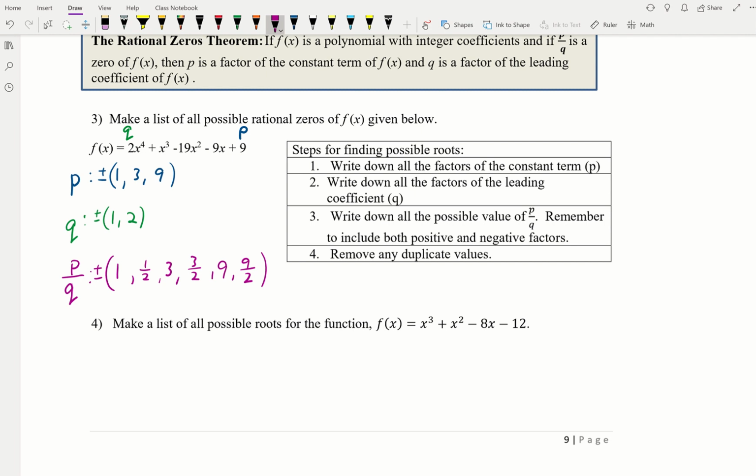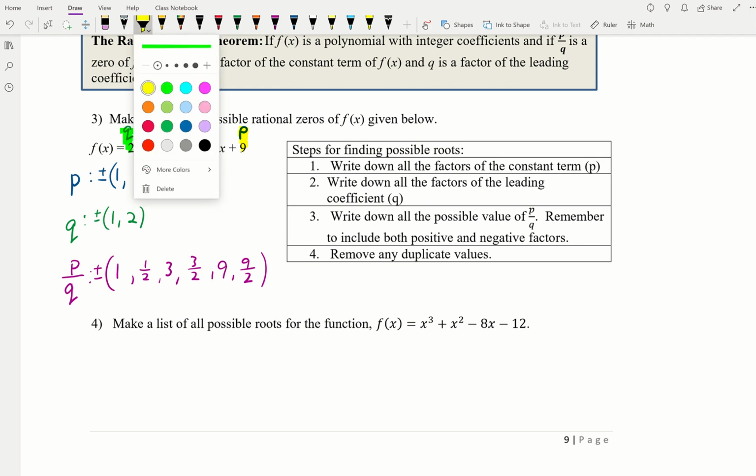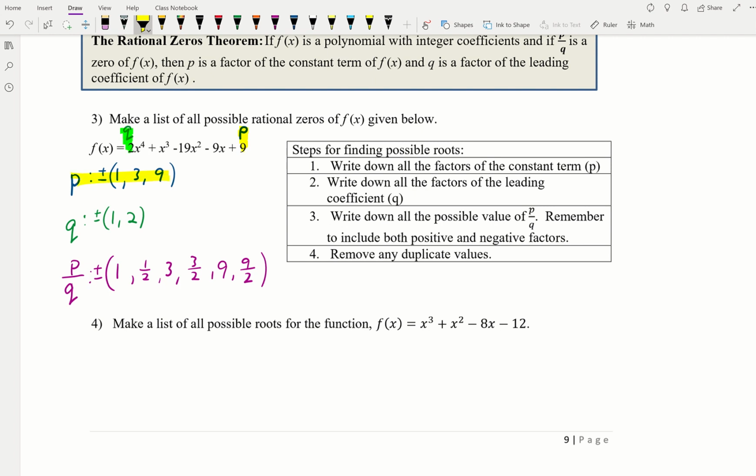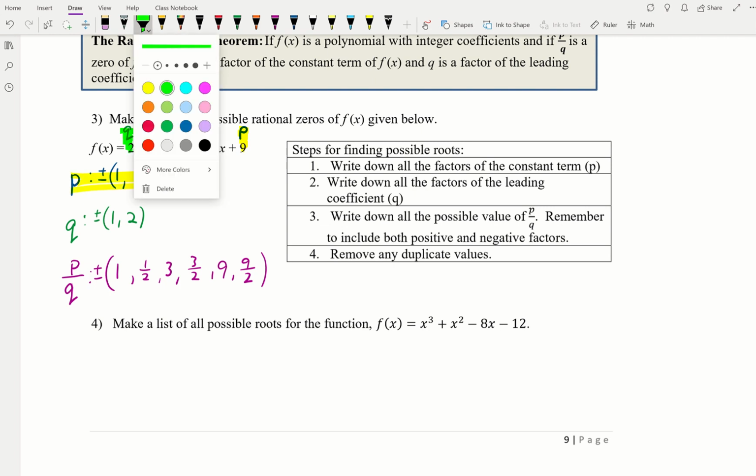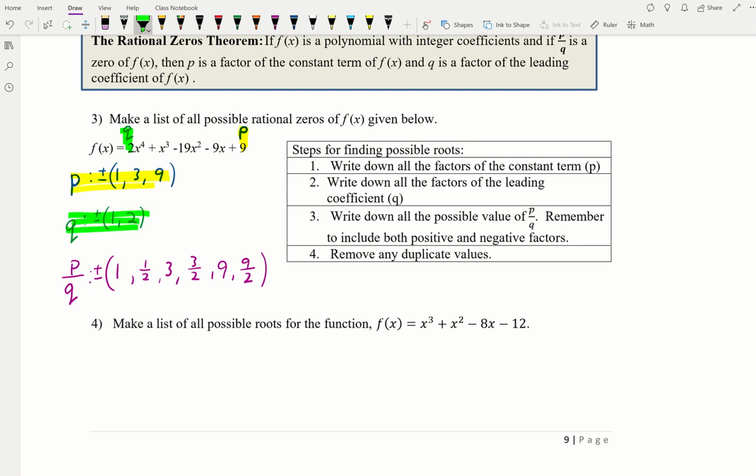Now, there's going to be more work involved to decide which ones are actual zeros, which we'll get into in a little bit. But one of the things we need to be able to do in this lesson is just be able to identify what are the possible zeros. So just a quick recap. P is your constant. Q is your leading coefficient. All right. So what we have highlighted here, these are the factors of P, and then these are the factors of Q. And the possible rational roots are going to be anything that we can get from doing P over Q.